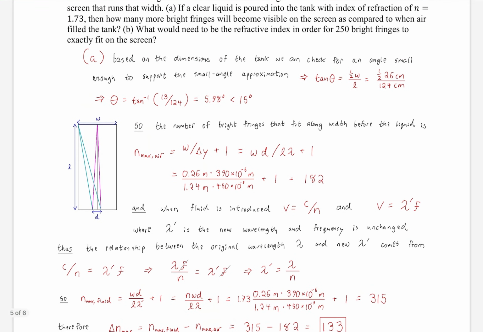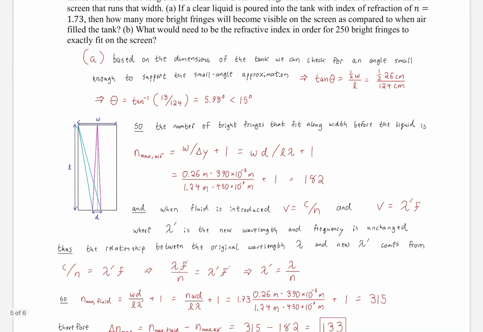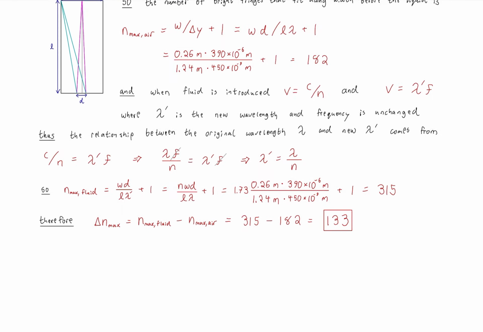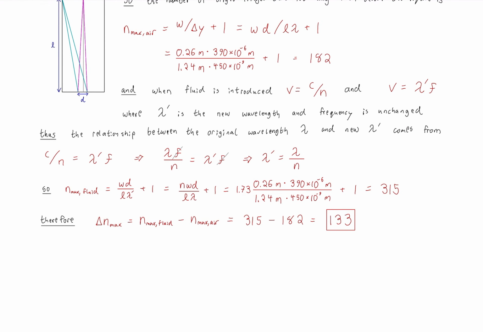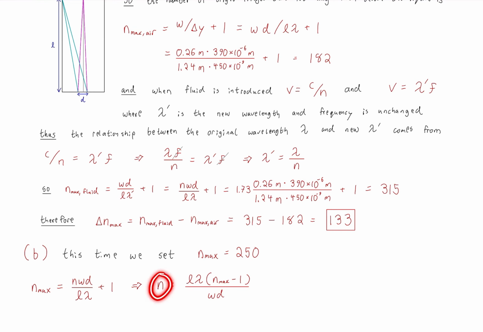And then what would the refractive index need to be in order for 250 to fit? Well, it's going to have to be something less than 1.73, because we know that allowed 315 to fit. So in this case, we just set n max equal to 250. Set it up like this. In this case, we're solving for n, not n max, and remember, n represents the index of refraction. Plug in our values, and we get 1.37. Indeed, less than 1.73, just like we'd expect.